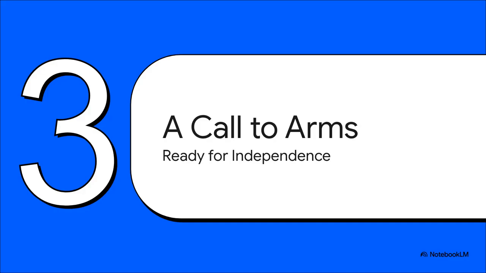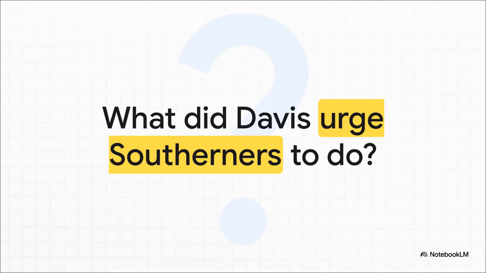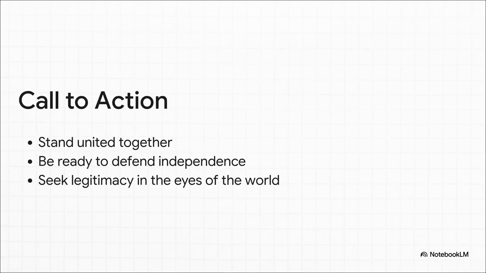Let's dive into part three, a call to arms, ready for independence. Picture the scene. Davis is speaking to a fractured, highly tense region that is taking an unprecedented step. So what did he urge Southerners to actually do in that moment? His directive was crystal clear. First, he urged citizens to stand united.